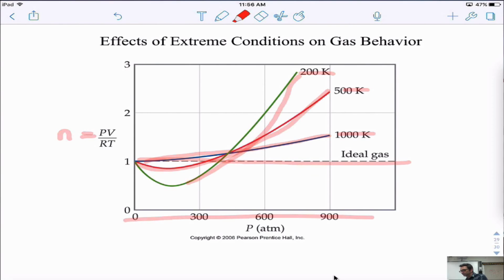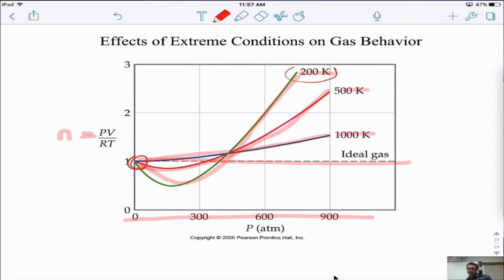So what you can see is that the temperature has an effect. The higher the temperature, the more ideal. The pressure has an effect. All these gases, even at the lowest temperatures, even at 200, when we're at low pressure here, close to 0 atmospheres, like 1 atmosphere, are all really close to that line.